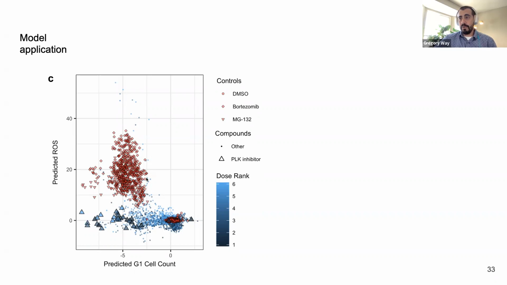So all of these red points here in diamonds and triangles represent the proteasome inhibitors, which we know induce high amounts of reactive oxygen species in A549. And these larger triangles here in blue represent PLK inhibitors, which we know their mechanism is to restrict exit from the cell cycle, indicating that they would have a lower number of cells that are in G1 that have just exited mitosis. All of these circles here are the DMSO controls.